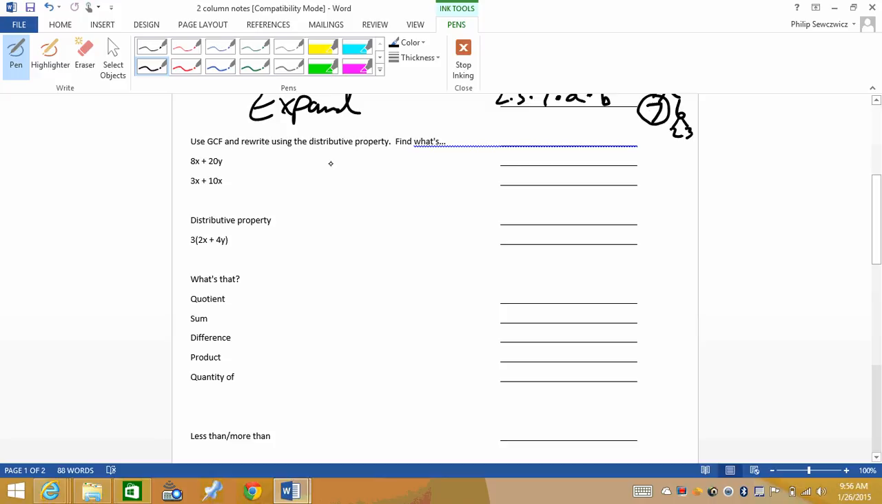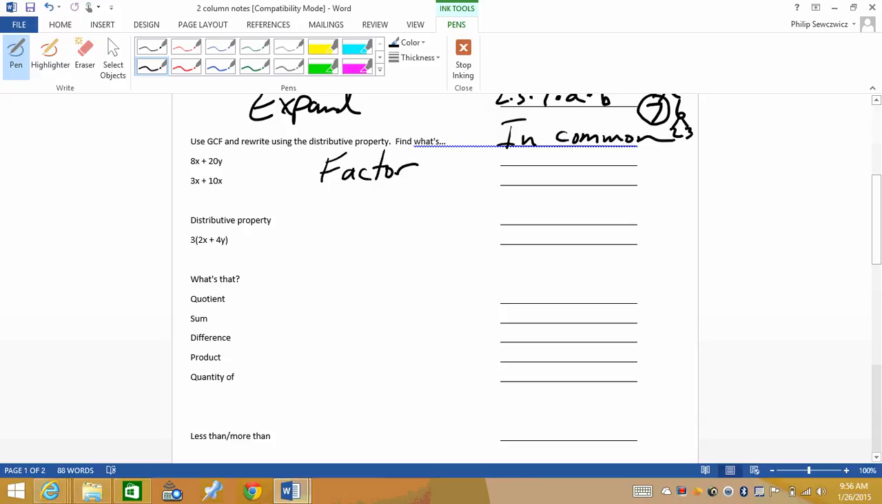The big phrase you're going to see here is factor. So factor does mean take out the greatest common factor and rewrite using the distributive property. So the main thing here is find what's in common. Find out what is in common there.